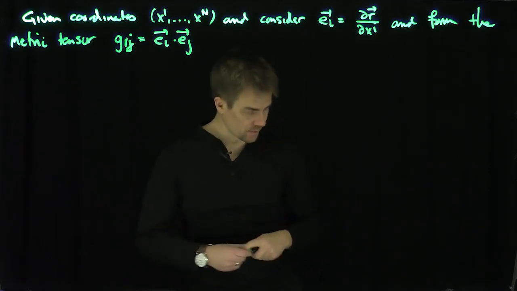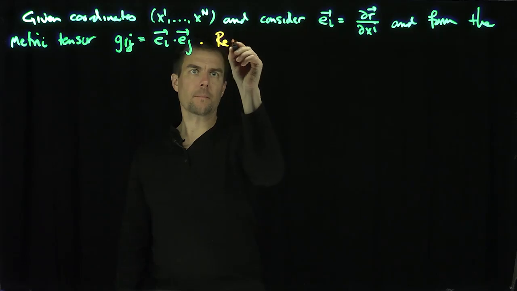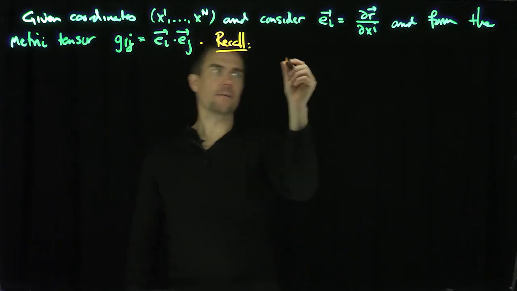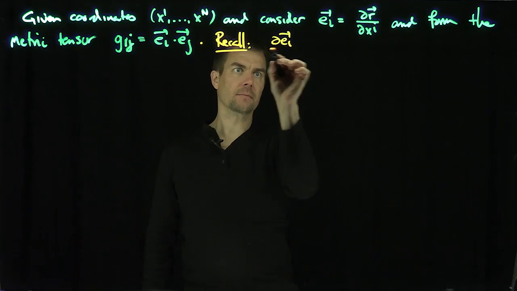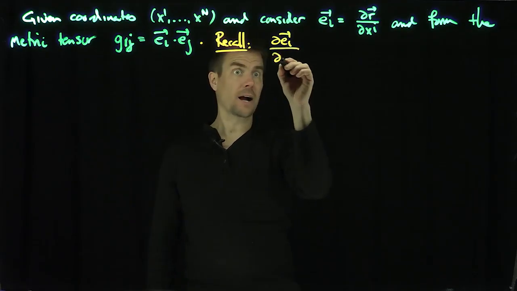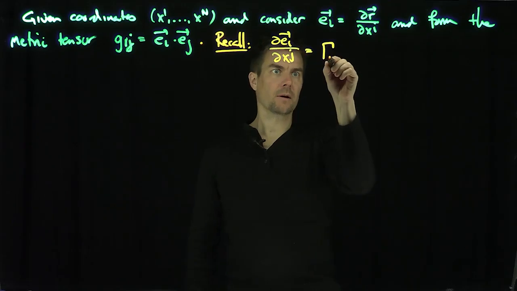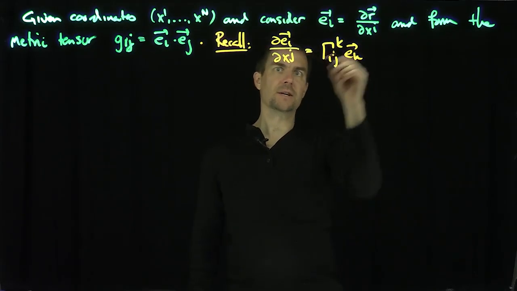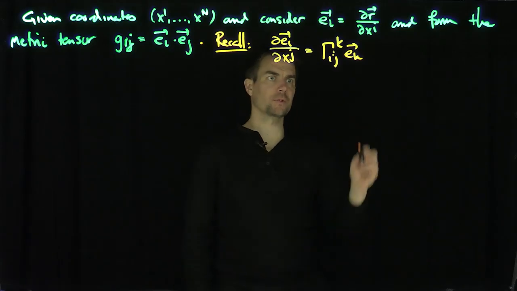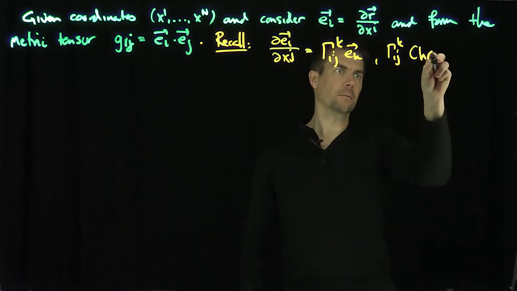So what are the Christoffel symbols? Recall that if I look at the derivative de_i over dxj, this is going to be gamma of ij k times e_k, because e_k is a basis. So these define the Christoffel symbols, gamma ij k.